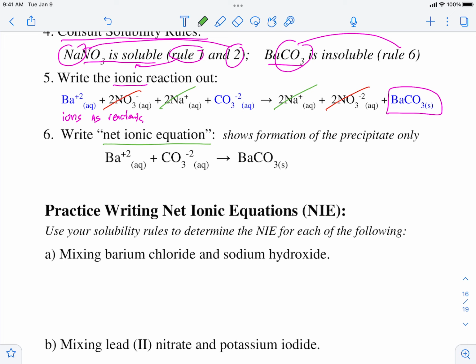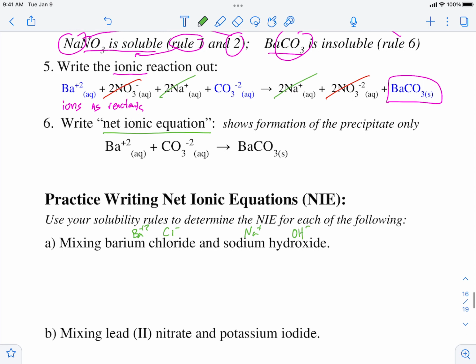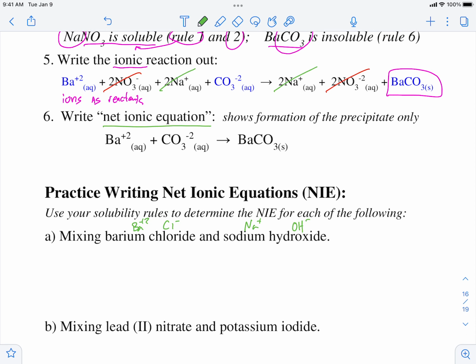All right, we're going to mix barium chloride and sodium hydroxide. The first thing you need to do is realize what the formulas are. So you need to look up charges. Barium is a +2, chlorine is -1, sodium is a +1, hydroxide is OH with a -1.